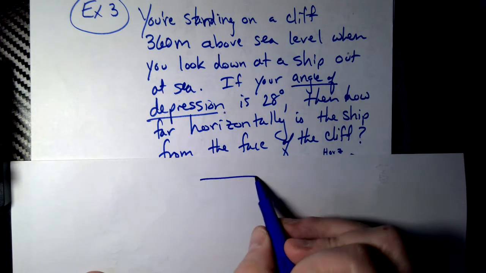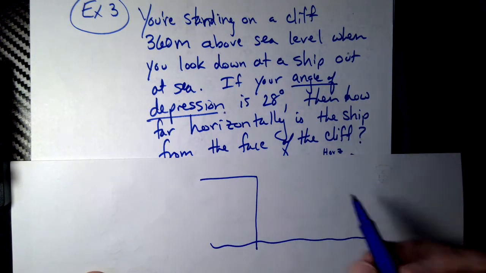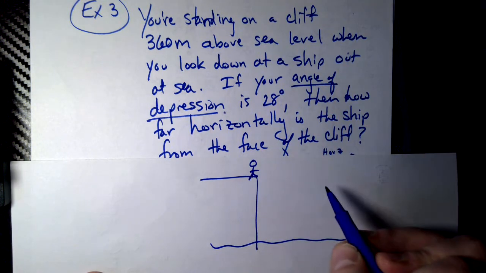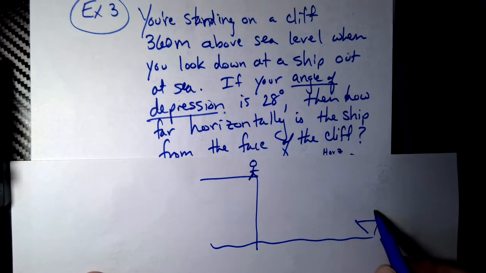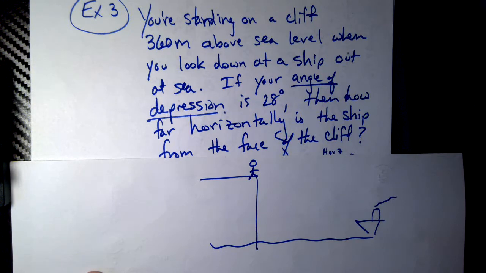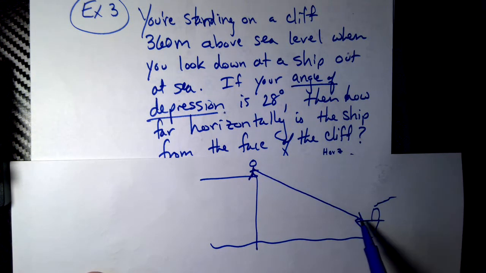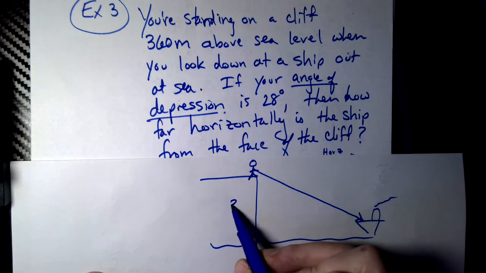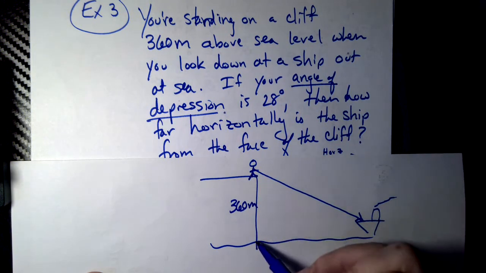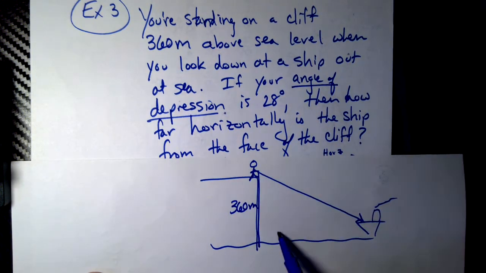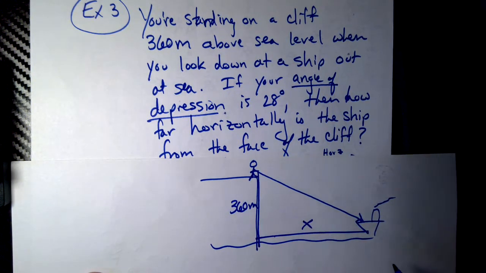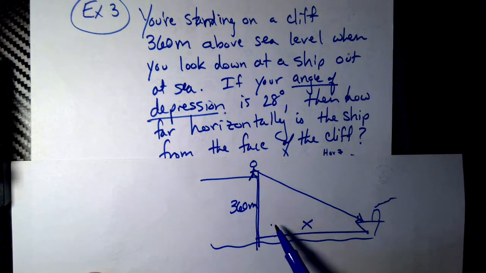All right, this is what it would be. You have a cliff, water. Here you are up on the cliff. You're looking down. There's a boat going by in the water. You spot it at an angle of depression. Now you are 360 meters above, so that's this line. We're looking for this line. How far out is the boat from the face of the cliff?